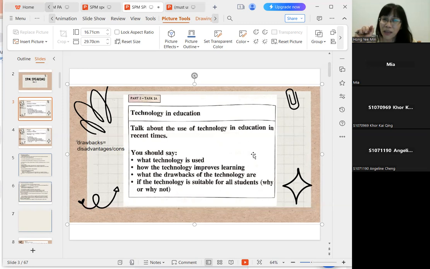TikTok is very short but very entertaining and also educational. Sometimes it depends on how you want to create the content. And even YouTube is also one of the technologies. Another one can be ebooks. Are you aware about ebooks? Digital versions, all this. Are you aware about this? Hello? Yes, teacher. Okay. So all these are considered technology.